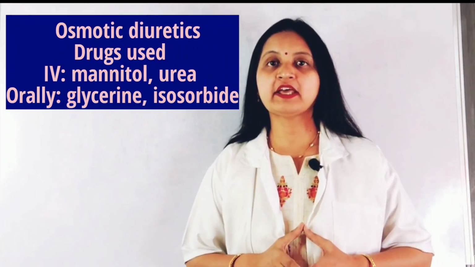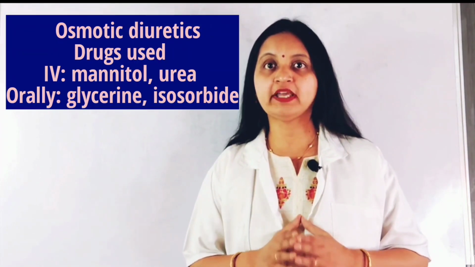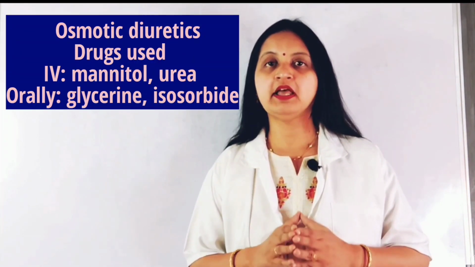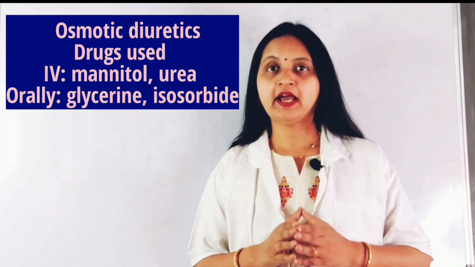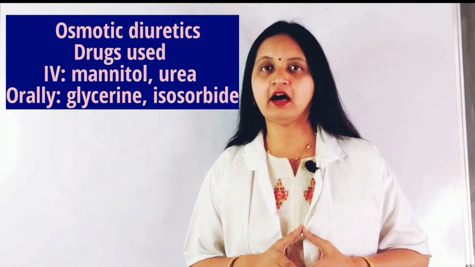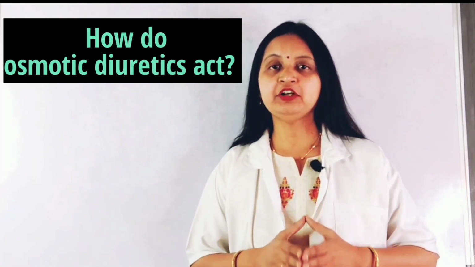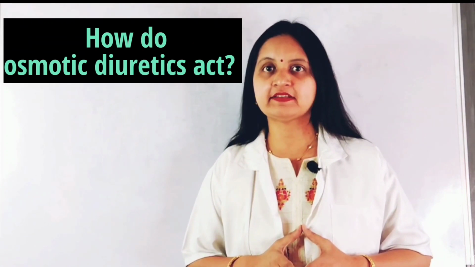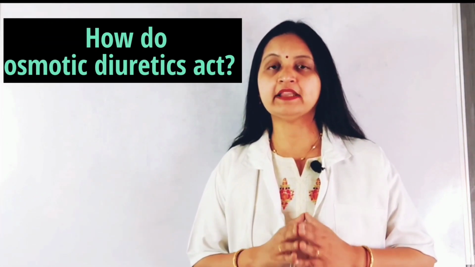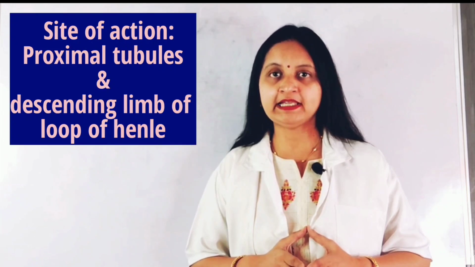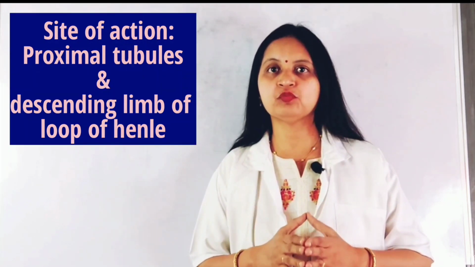The drugs that are used as osmotic diuretics can be used intravenously, for example, mannitol and urea, and the drugs that are used orally are glycerin and isosorbide. So how do the osmotic diuretics act? The site of action of osmotic diuretics is the proximal tubule and the descending limb of loop of Henle that are freely permeable to water.